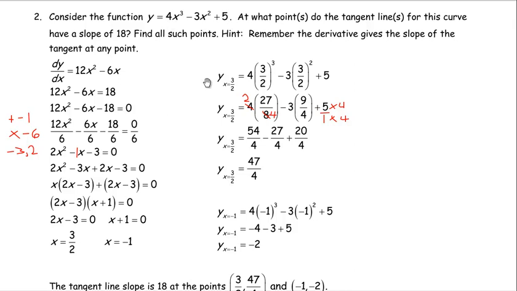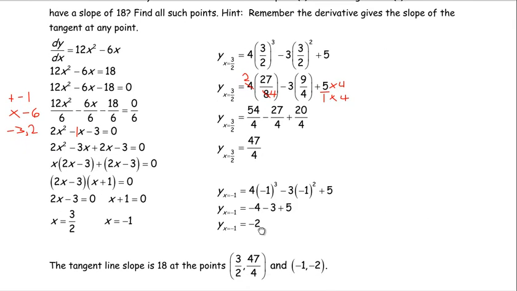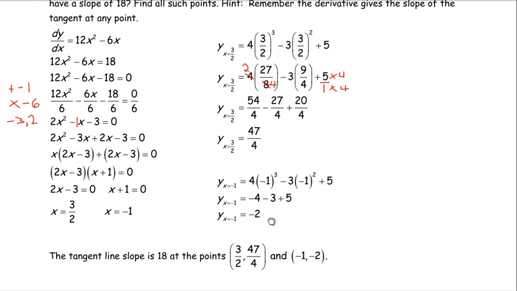We also put negative 1 in place of x here. Negative 1 cubed is negative 1 times 4 is negative 4, negative 1 squared though is positive 1 times negative 3 is negative 3, and plus the 5. So that's negative 7 plus 5 is negative 2, so that's the y coordinate for the negative 1 x coordinate point. So one point is 3 halves, 47 quarters, and then negative 1 comma negative 2 is the other point. So there's 2 points that have a tangent line slope of 18.